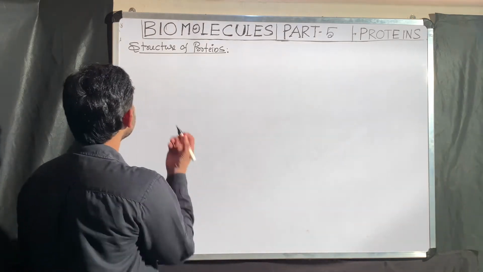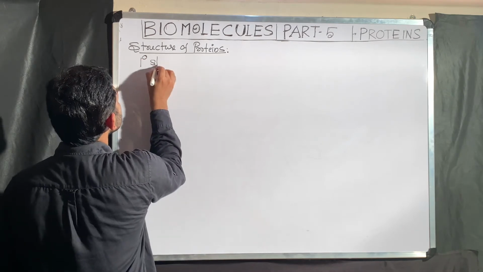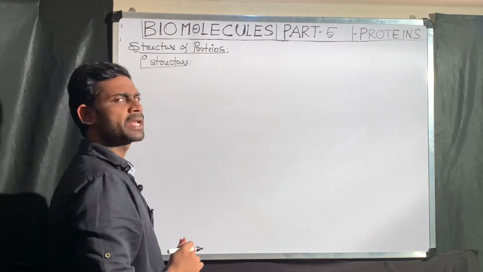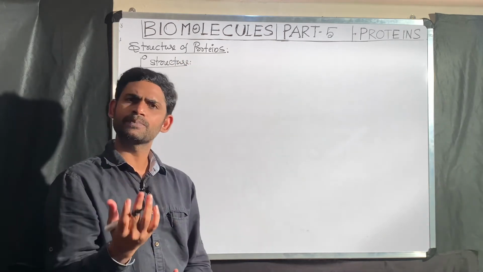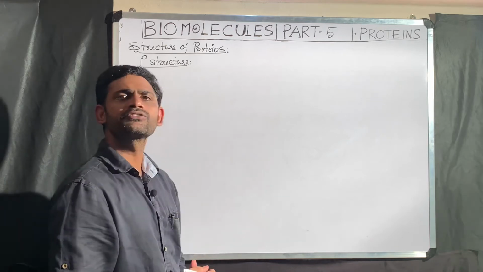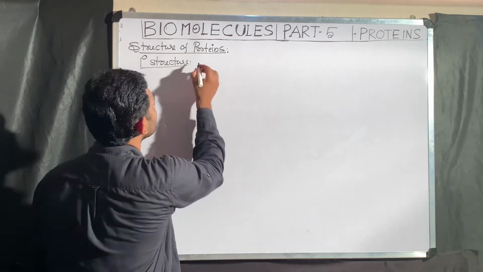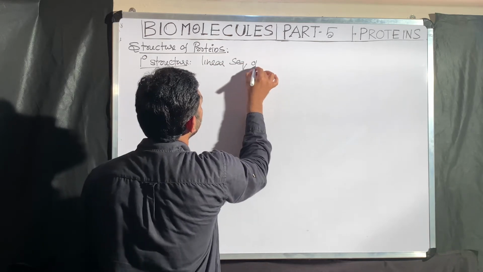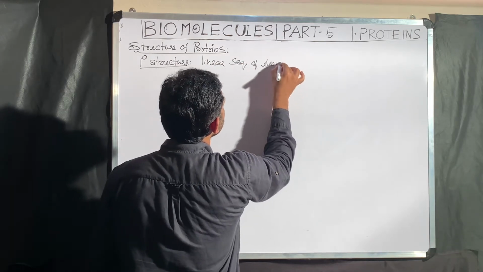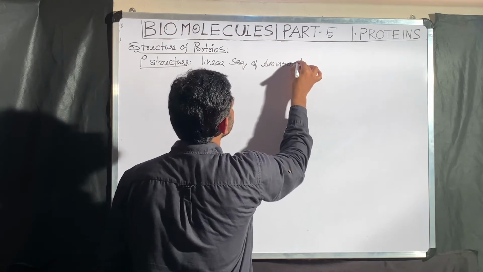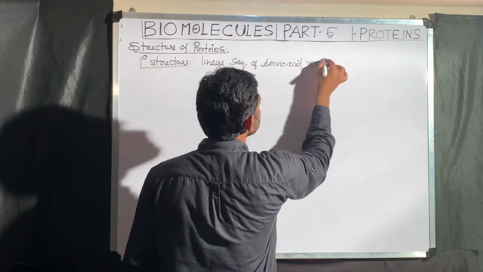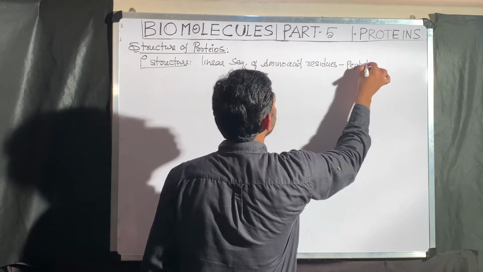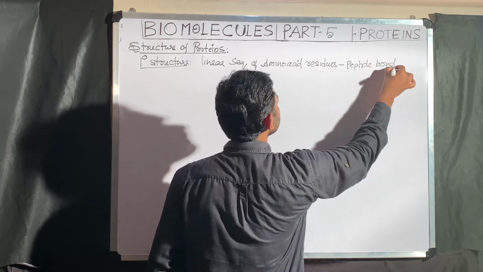Now I am going to start with the primary structure of the protein. First I will define what is the primary structure of protein, then I will explain its importance. Primary structure of protein is a linear sequence of amino acid residues linked by peptide bond. You should remember the definition.